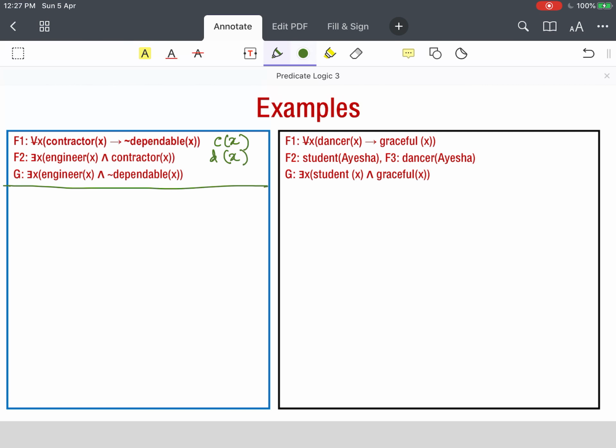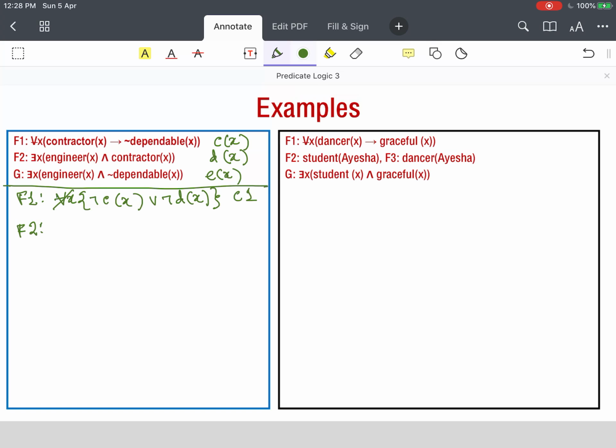In order to simplify ourselves, let us use contractor X as Cx, dependable x as dx, and engineer x as ex. So if we convert F1 to clausal form, what do we get? We get for all x, not contractor x or not dependable x. So we get for all x, not cx or not dx. And if we remove this for all, then we get this as C1.